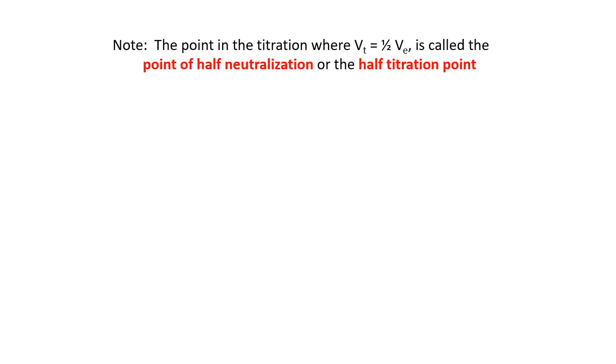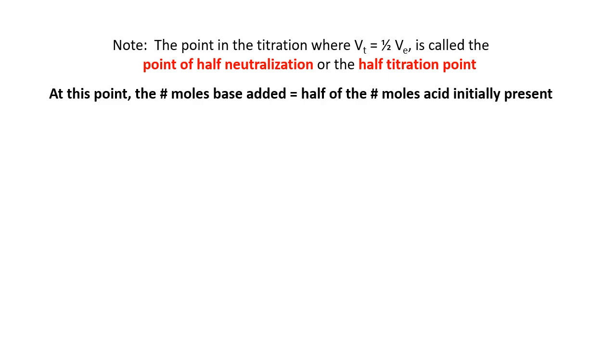This is a point where your titrant volume is equal to half of the equivalence volume. And this is called the point of half neutralization, or the half titration point. At this point, the number of moles of the base that has been added would be equal to half the number of the moles of acid initially present.